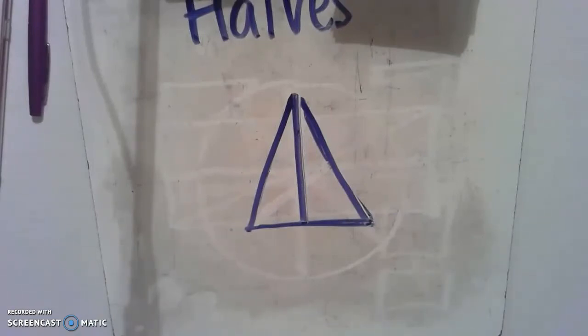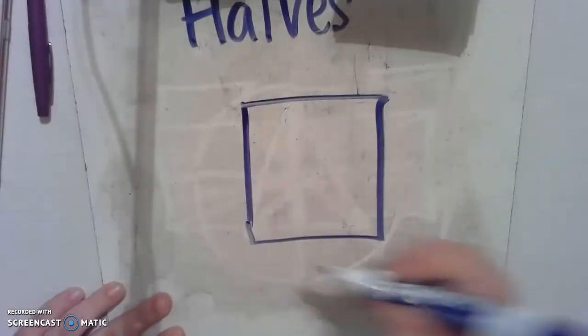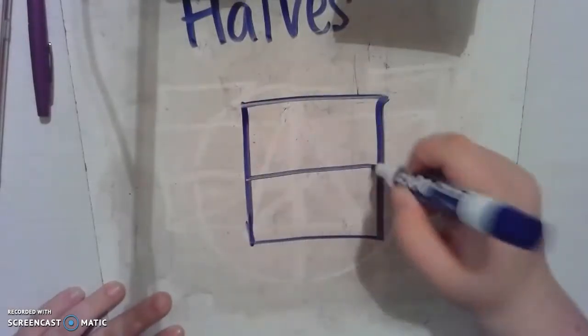Okay. So now we have established the shapes that we can cut in half and what they look like. We're going to go ahead and do a square real quick just because I forgot we didn't do that one. So square's easy. We can cut it like that.